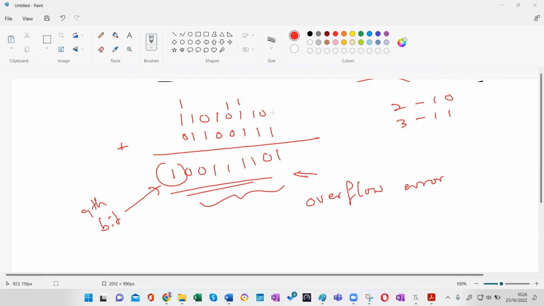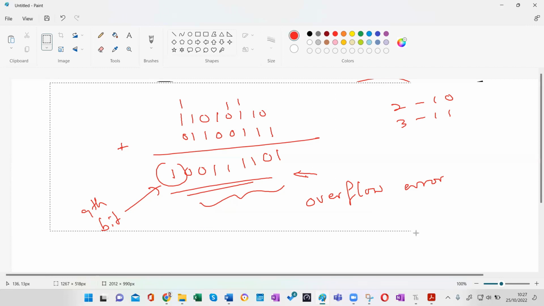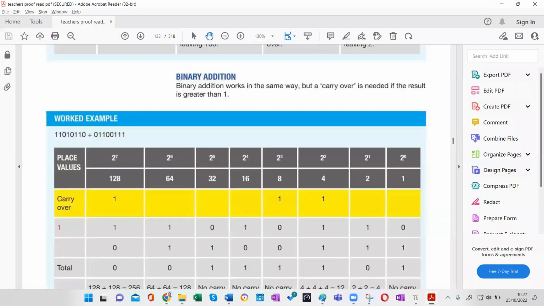We were adding two 8-bit numbers, and the resulting value had 9 bits. So if we had designed our system to hold only 8 bits, the 9th bit will be lost. When you lose the 9th bit, the result is going to be wrong. This error is called overflow error. An overflow error can have drastic effects, right? Serious consequences.